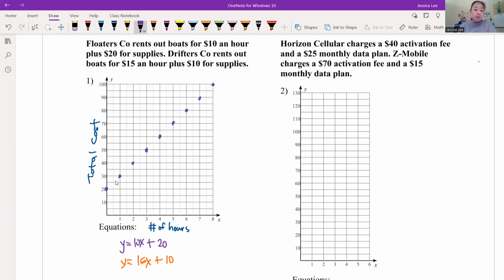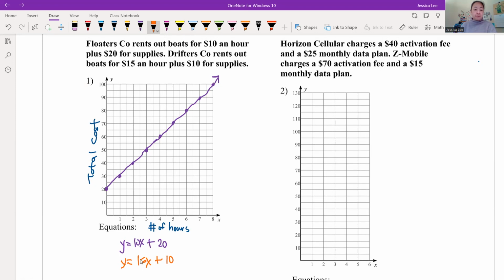You don't have to do all the dots, but it's just easier for me to draw the line. This is not a dashed line. It's just a solid line because we're in equations, not in inequalities. And then we're going to go do the second one.